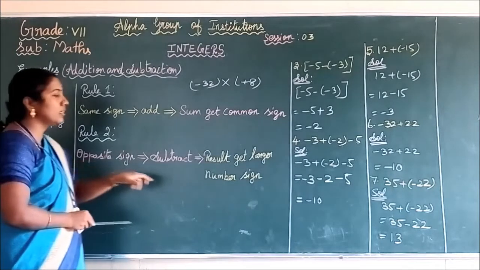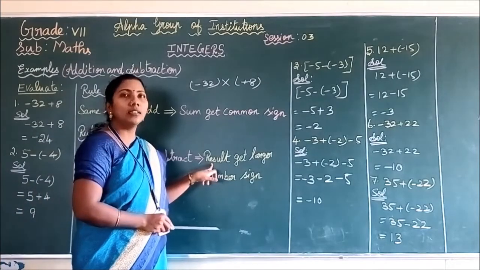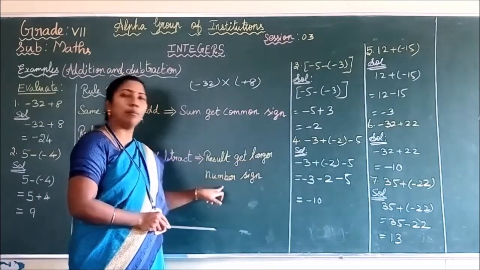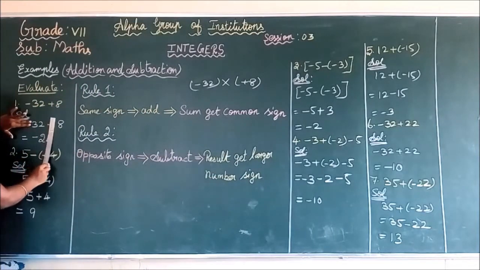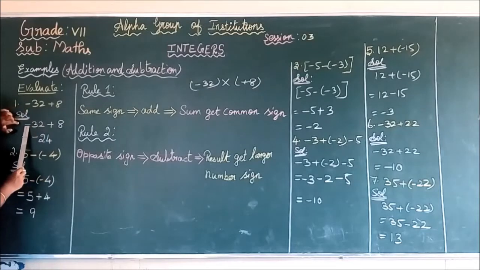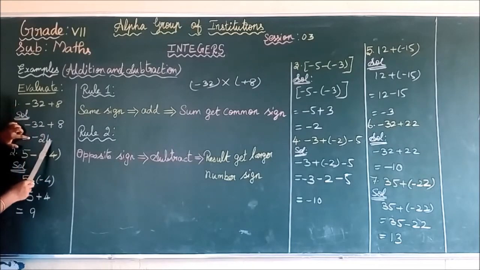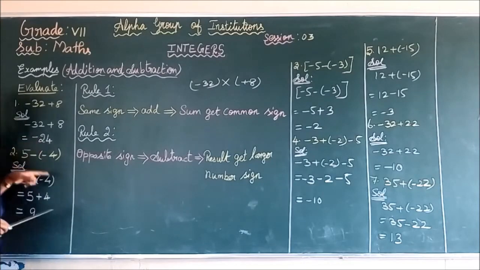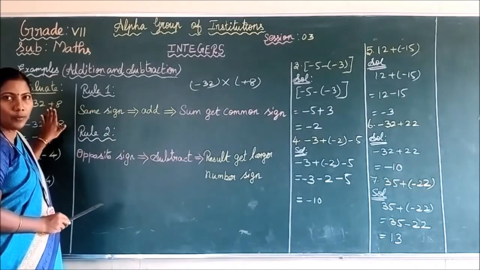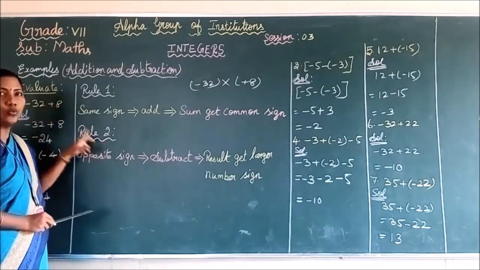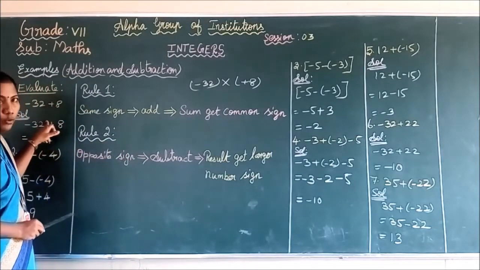And what about the symbol of the result? The result gets the symbol of the larger number. What is the larger number here? 32, 8. Ignore the sign. Which is the bigger number? 32. What is the symbol for 32? Minus. Thus, the result gets the symbol minus: 24. That is, your answer is minus 24. It's clear, children? We applied Rule 2 for this example. Let's move to the next example.